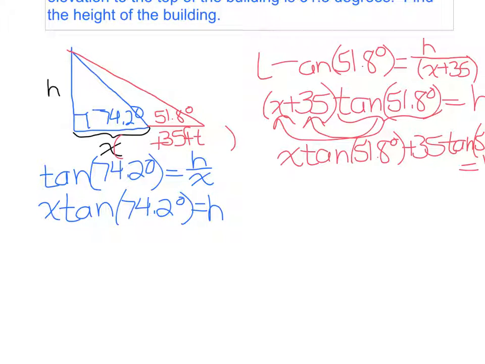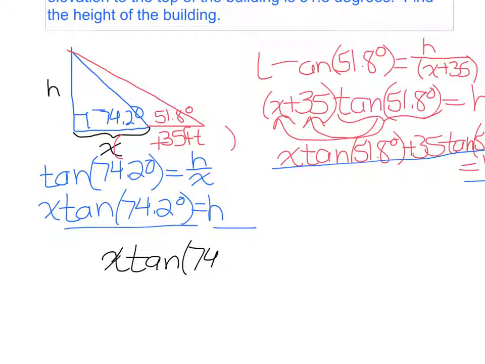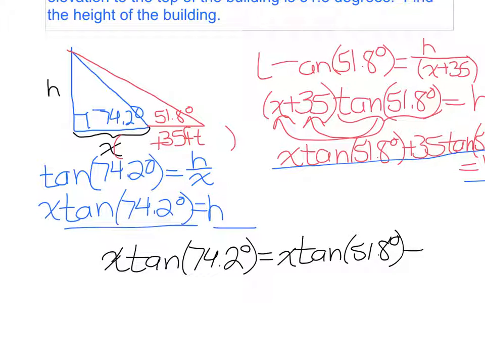Okay, so we have two equations that equal h. We have this one equaling h and this whole one equaling h. So there we go. We're going to set them equal to each other. If they both equal h, we can set them equal to each other. So x times the tangent of 74.2 degrees is equal to x times the tangent of 51.8 degrees plus 35 times the tangent of 51.8 degrees.